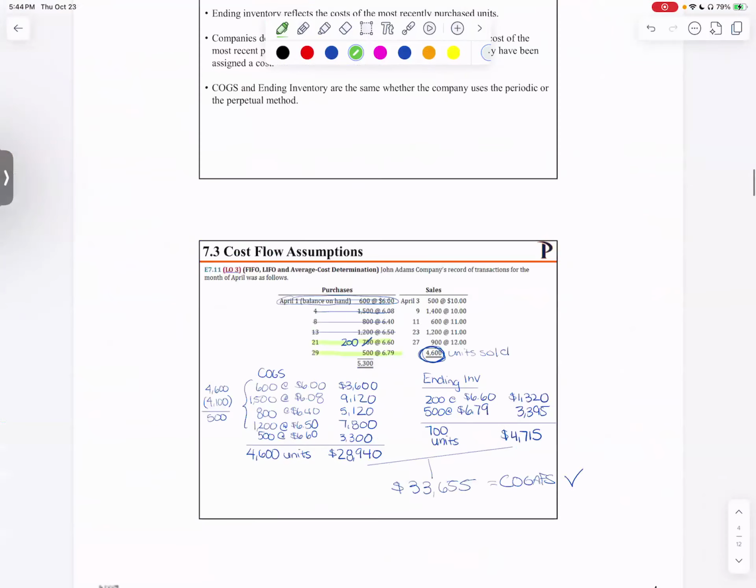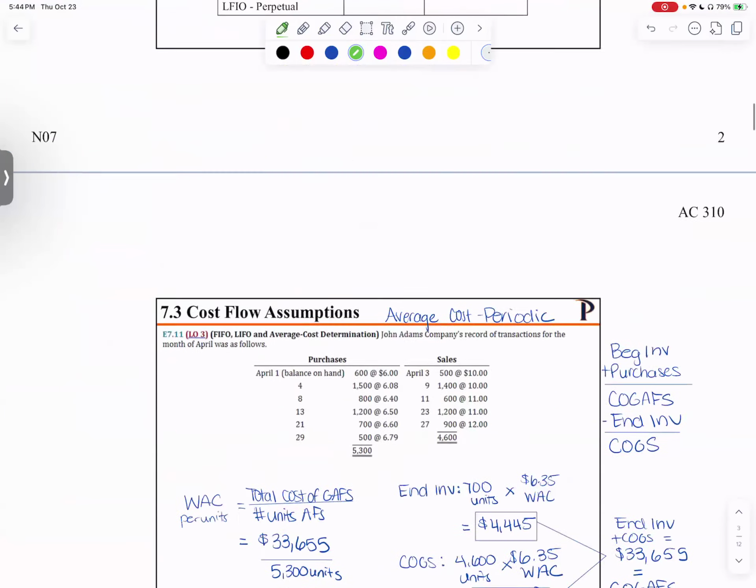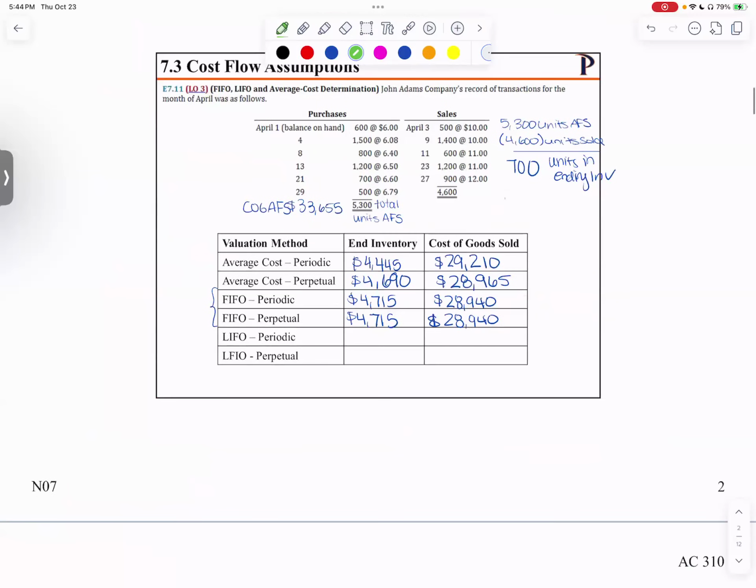So let's go ahead and add these to our comparison table. So our ending inventory under LIFO periodic was 4,208. And then our cost of goods sold under LIFO periodic was 29,447.